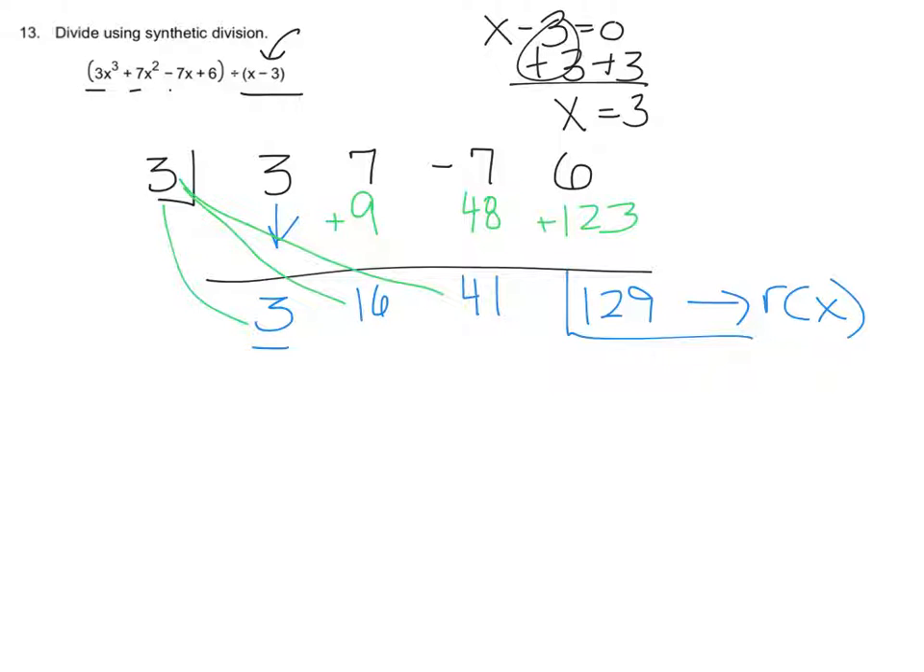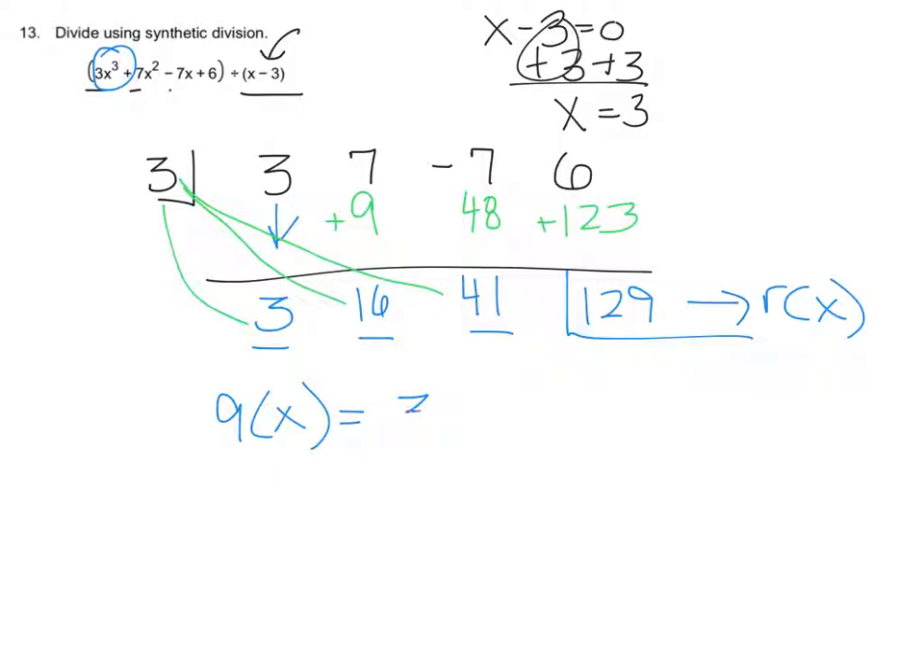And the 3, the 16, and the 41 represent the coefficients of our quotient. The quotient can be written by just looking at our original problem and taking the highest exponent and decreasing by 1. So our highest exponent is 3, so instead of an x cubed, we're going to write an x squared as our highest exponent in our answer.